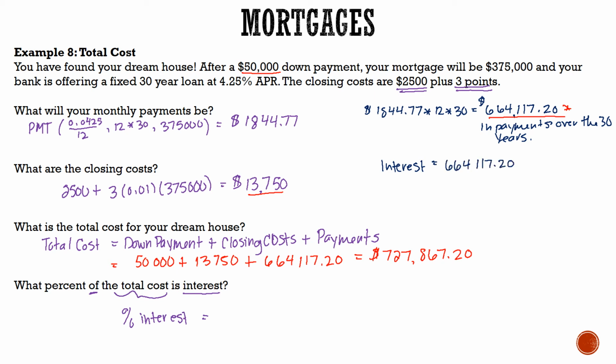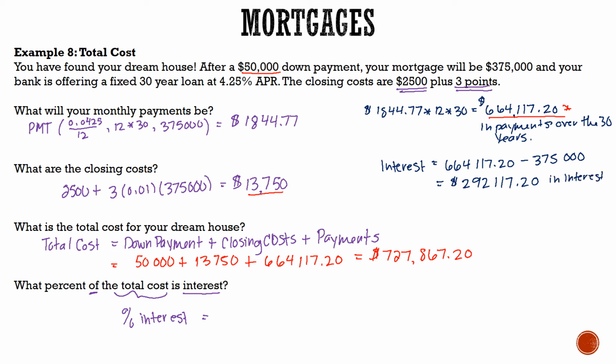$664,117.20 that we made in payments minus the $375,000 that we were actually trying to pay off. The difference between those two numbers is the amount of interest that was paid. And so that's going to be $292,117.20 in interest.